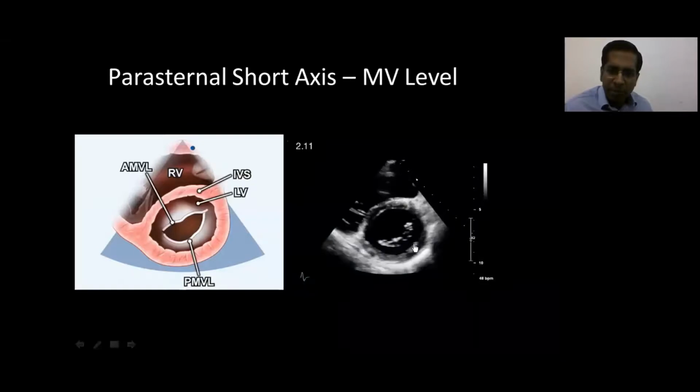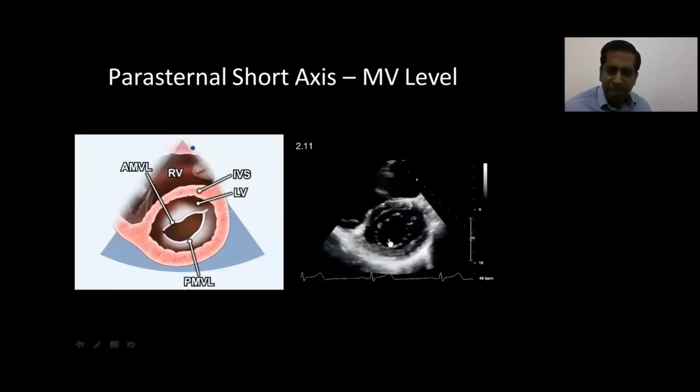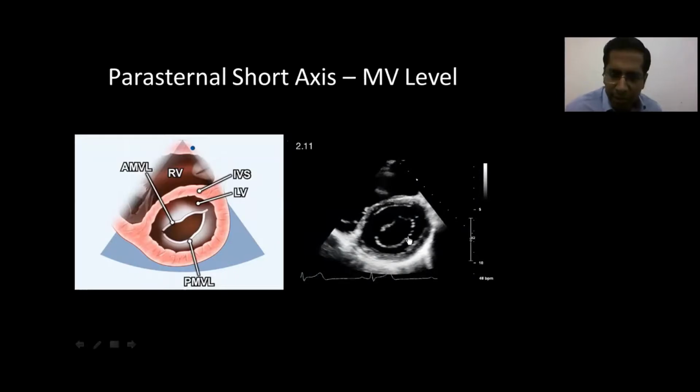So I might want to take a slightly different image for the endocardium, whereas for the mitral valve, this is a good image, and I might be okay with this. So that is just one technical thing to remember.